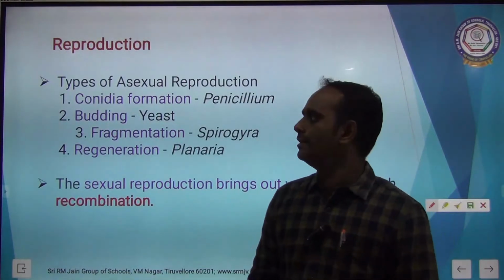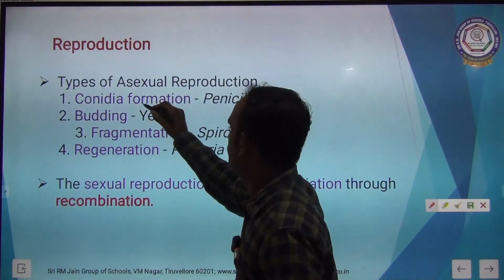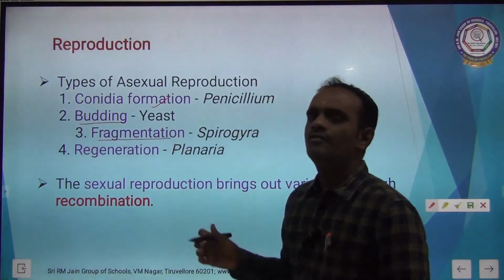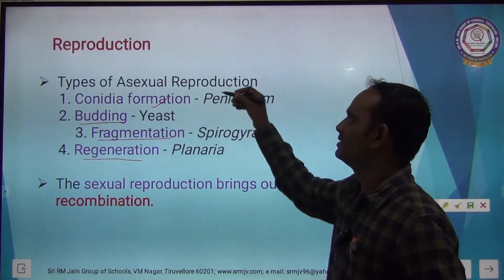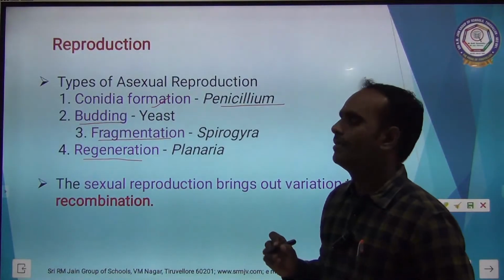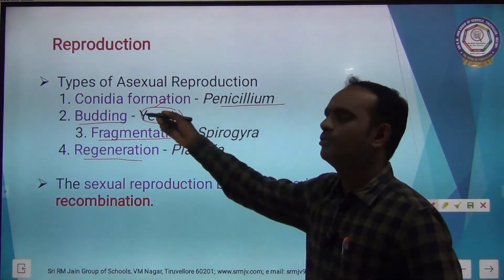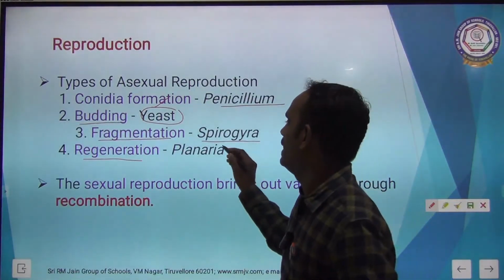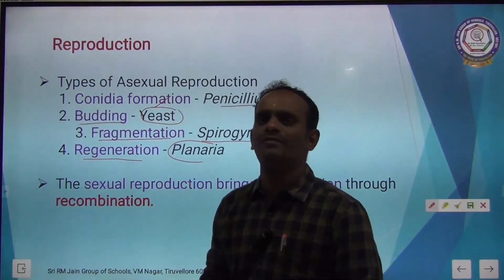Types of asexual reproduction. There are four main types of asexual reproduction. One is called gonidia formation. Second one is called budding. Third one is called fragmentation. And fourth one is called regeneration. Different organisms undergo different types of asexual reproduction. For example, Penicillium undergoes gonidia formation. Yeast, fungi undergo budding. Spirogyra undergoes fragmentation. And Planaria undergoes regeneration.